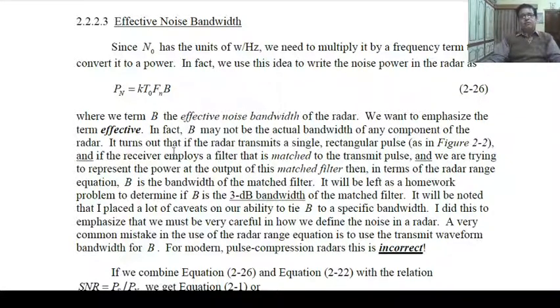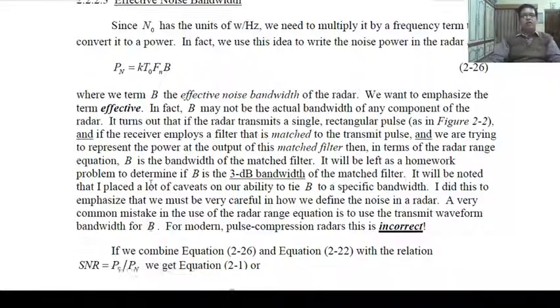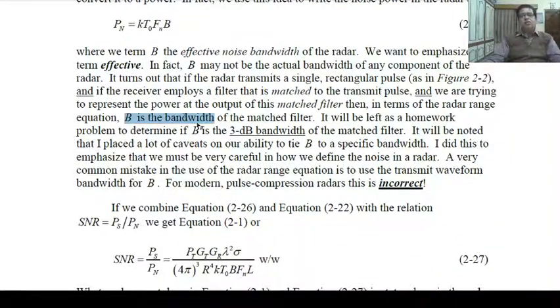It turns out that if the radar transmits a single rectangular pulse, and the receiver employs a filter that is matched to the transmit pulse, and we are trying to represent the power at the output of this matched filter in terms of the radar range equation, B is the bandwidth of the matched filter. It will be left as a homework problem to determine if B is the 3 dB bandwidth. It will be noted that I placed a lot of caveats on our ability to tie B to a specific bandwidth.